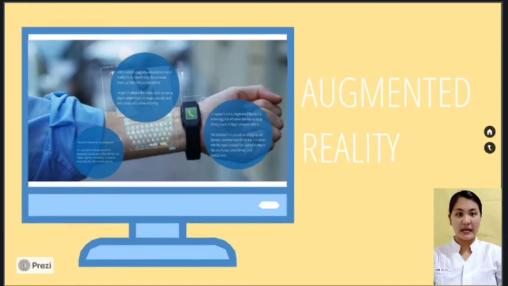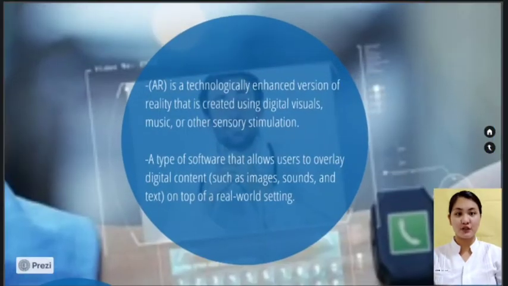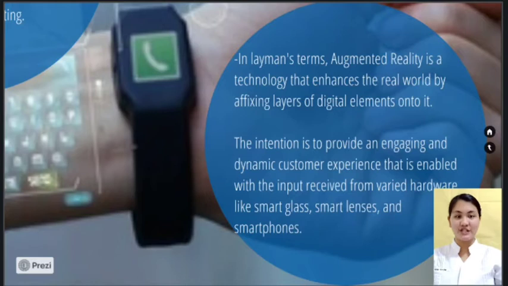Augmented Reality or AR is a technology-enhanced version of reality that is created using digital visuals, music, or other sensory stimulation. It is a type of software that allows users to overlay digital content such as images, sounds, or text on top of a real-world setting. In layman's terms, augmented reality is a technology that enhances the real world by affixing layers of digital elements onto it.